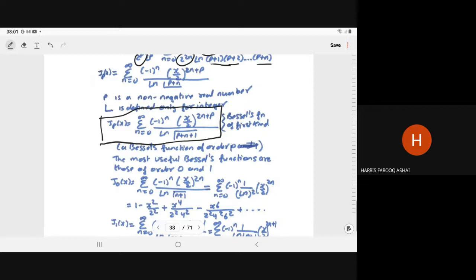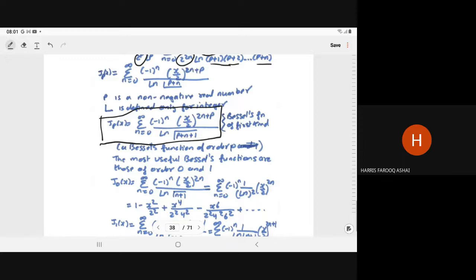Yes, sir. So, welcome to the next lecture of Math F211, Mathematics 3. Presently we are studying the Bessel function. In the previous class, I derived the Bessel function of the first kind, the solution of the Bessel equation.